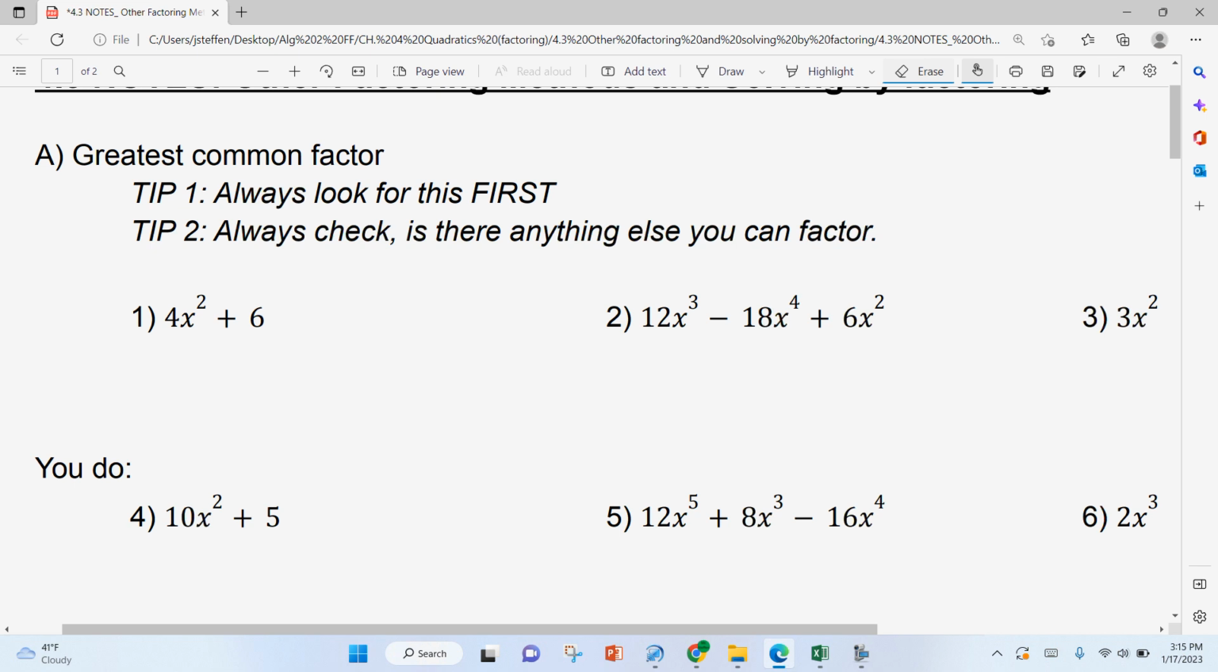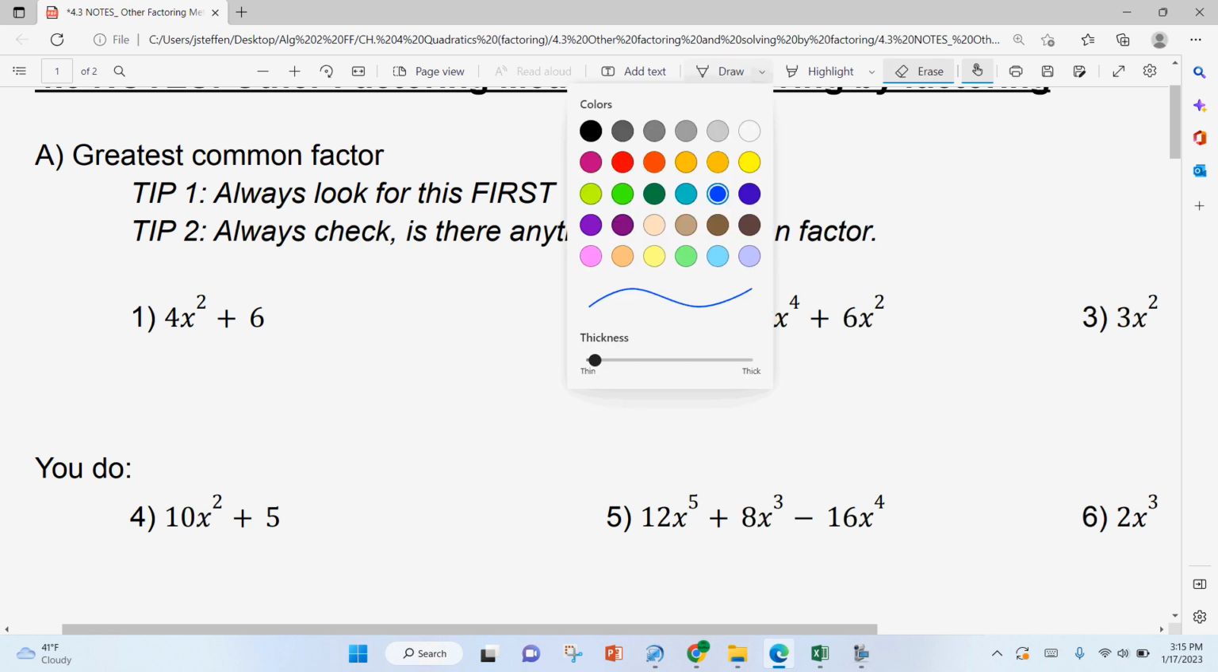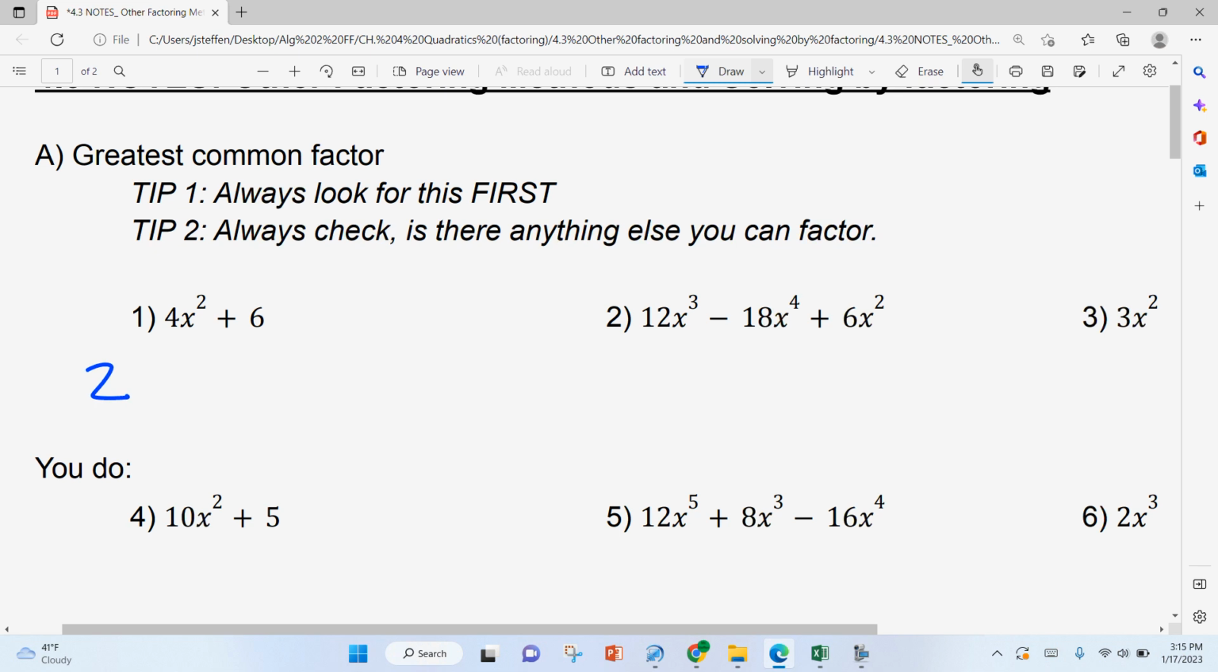So the first one, between the 6 and the 4, there's a greatest common factor of 2. So 4 divided by 2 is 2. There is no greatest common factor with your variables. So that's just x squared, it doesn't change. 6 divided by 2 is 3.